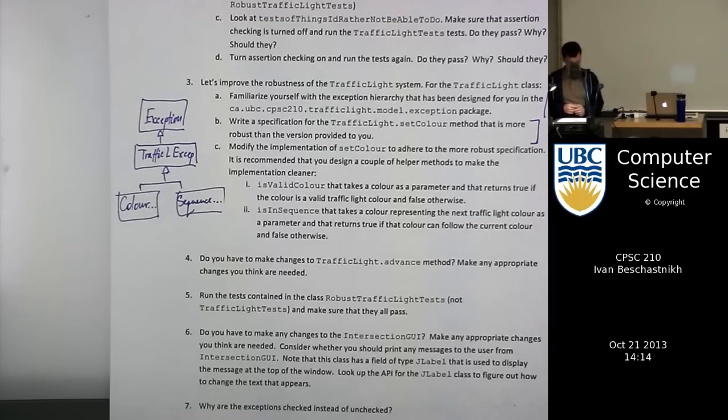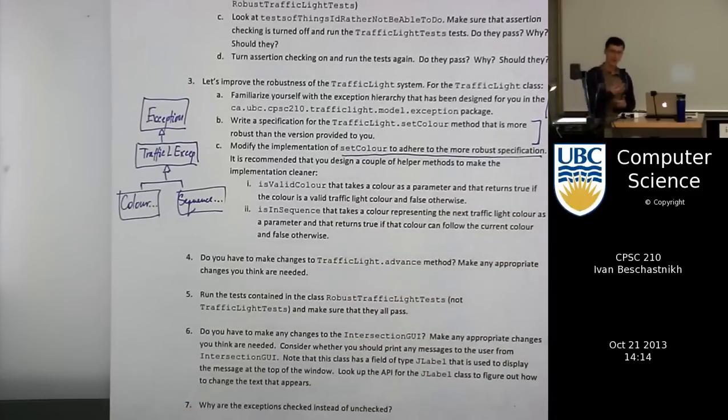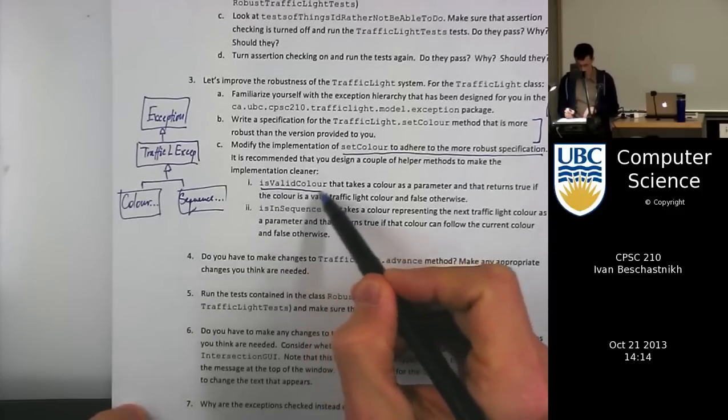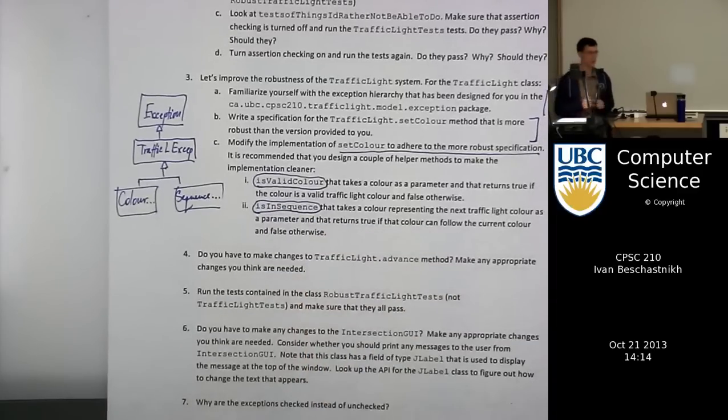So it says, now you want to modify set color to adhere to the more robust specification. Our spec now includes more things than our implementation, so we have to update our implementation to fit the spec. The hint here is that you could add new functions, isValidColor and isInSequence, which will be your little helper methods. They'll actually evaluate the validity of the things we want to check for. So you could add a public void isValidColor that takes a string color.